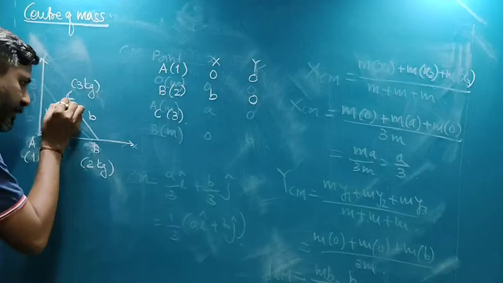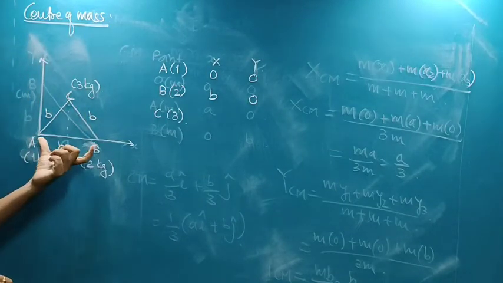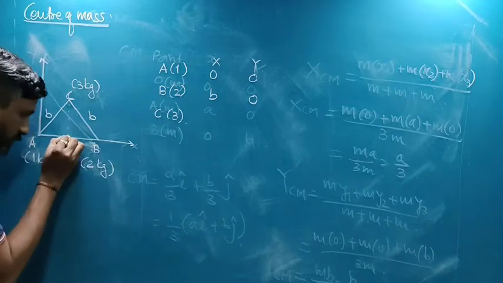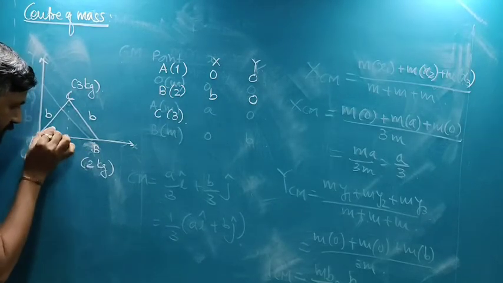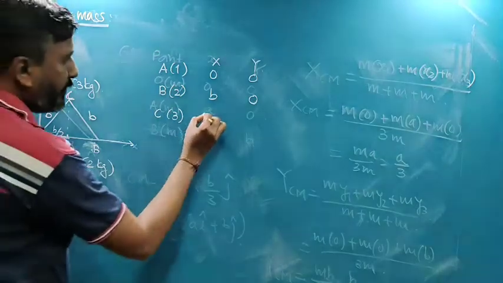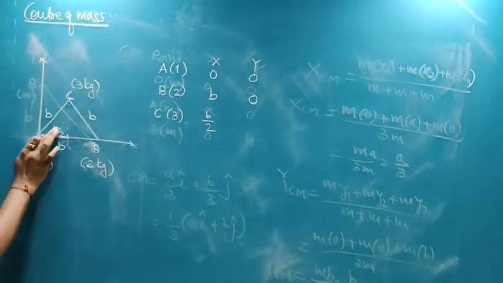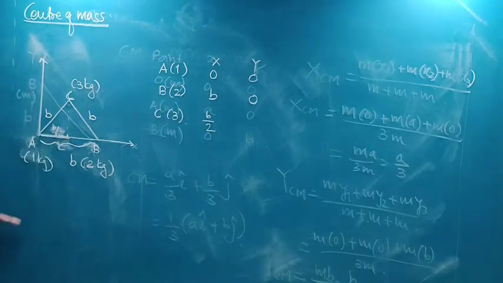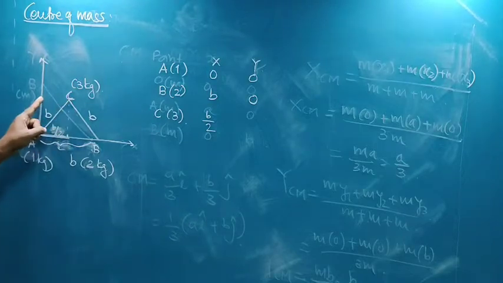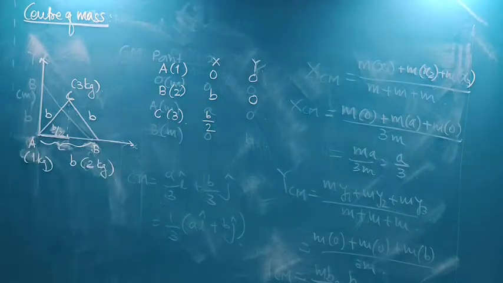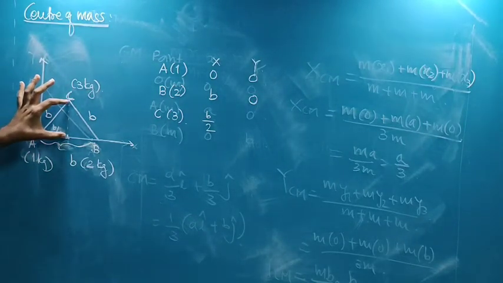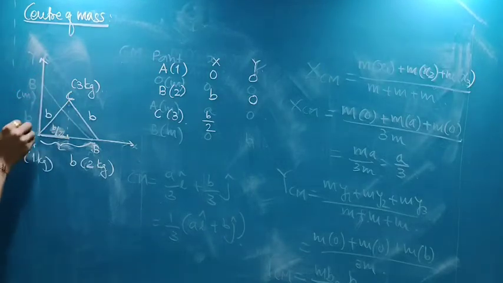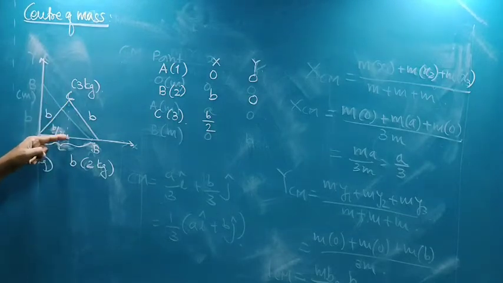C is situated, if I draw this in this way, AB is b. So this point is half of b. So this distance is b by 2. So from the axis it is situated at a distance of b by 2. This total distance is b. This distance is b by 2. So we have to find out this distance. It is very simple. We can use Pythagoras. If I use Pythagoras, then I get the distance from the other axis. This distance is b. This is b by 2, and we have to find this side.